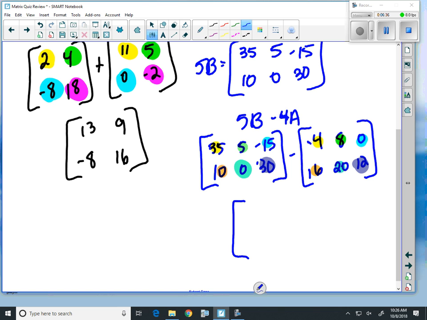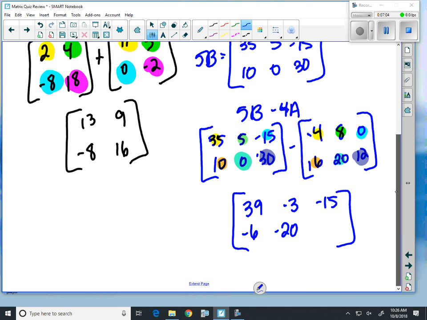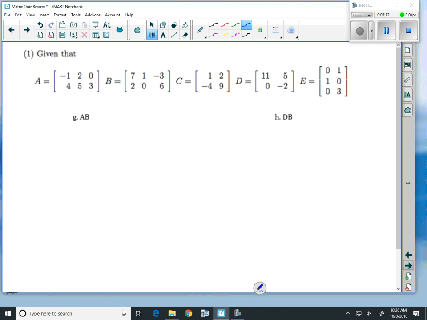So 35 minus negative 4 is like 35 plus 4. 5 minus 8 would be negative 3. Negative 15 minus 0 is negative 15. And then we have the bottom row. 10 minus 16 is negative 6. 0 minus 20 is negative 20. And then, is that negative? I think I should have just done positive 30. Yeah, positive 30. Positive 30 minus 12 is 18, and that would be your final answer.